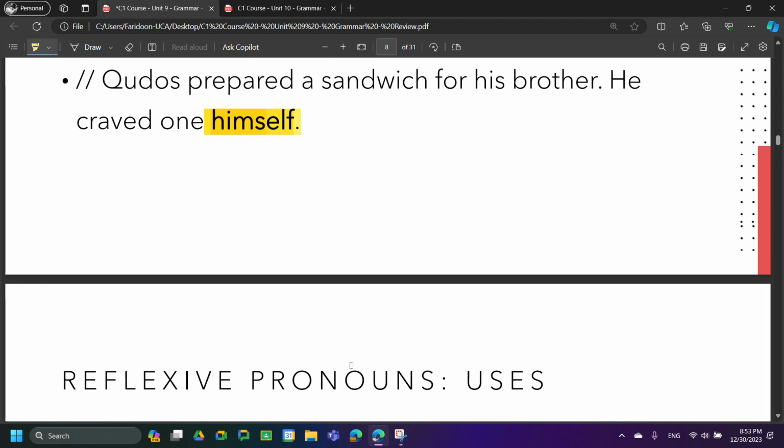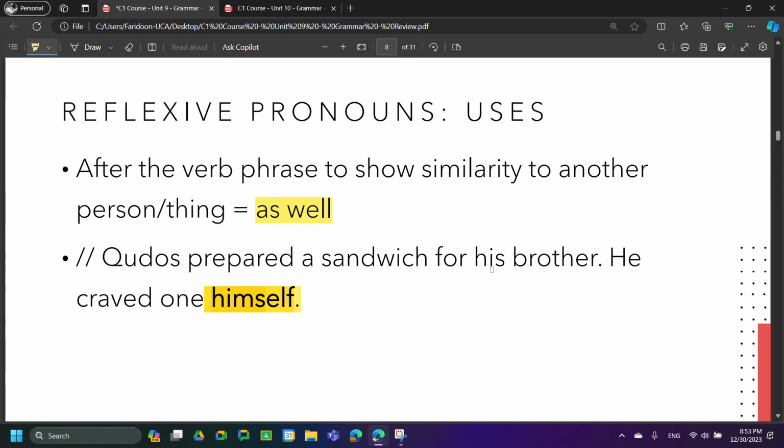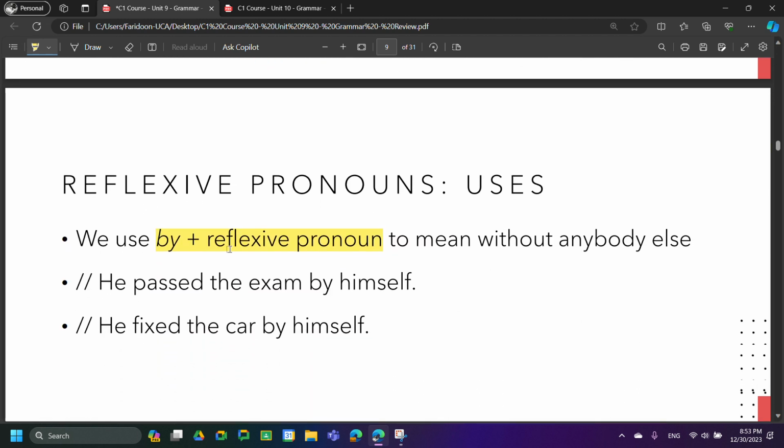It shows similarity to the fact that his brother was hungry; Qudus himself now also needed a sandwich. Okay. We use "by" plus a reflexive pronoun to mean without anyone else. So in a way, you're still emphasizing independence. For example, he passed the exam by himself, right? By himself. Or he fixed the car by himself.